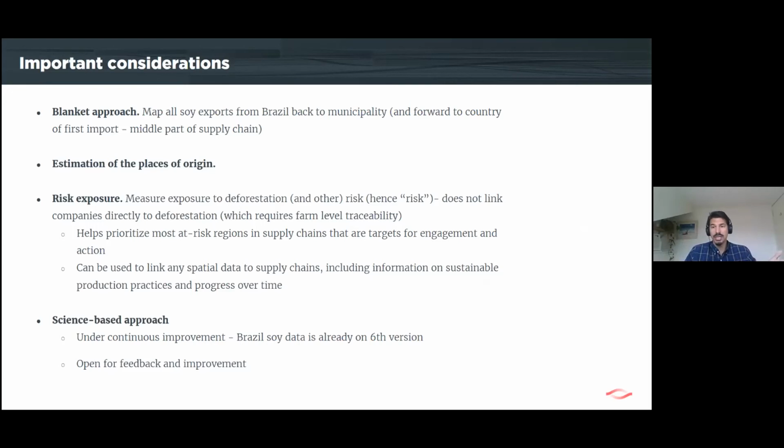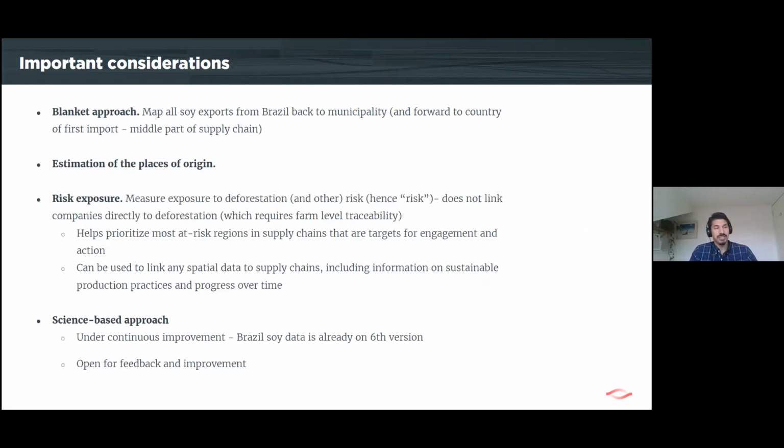That's not, companies have much more granular data. What we do, again, is get these public data sets and try to build the supply chain as accurately as possible according to a science-based approach. And this deforestation risk is just a measure of the exposure. We don't say that company is driving deforestation. We are just measuring the risk that company is exposed to as they purchase from those areas that were deforested for soy. And as I said, it's a science-based approach, so we are under continuous improvement.